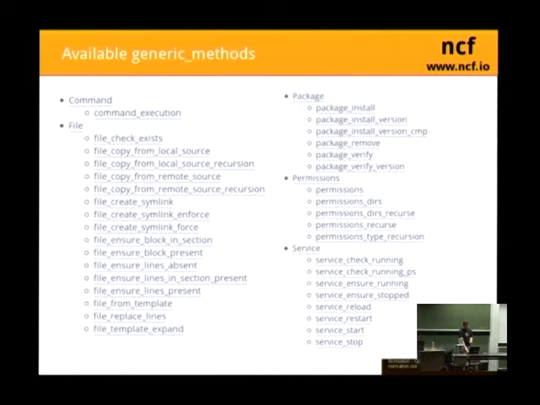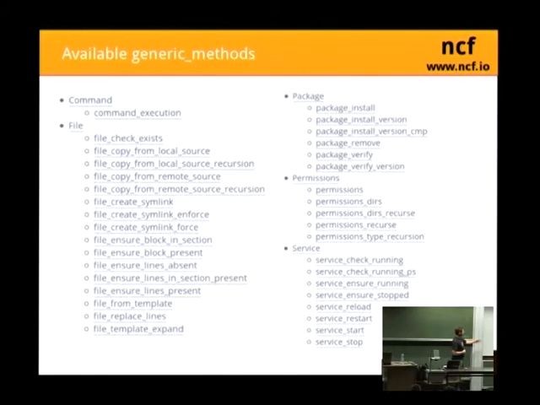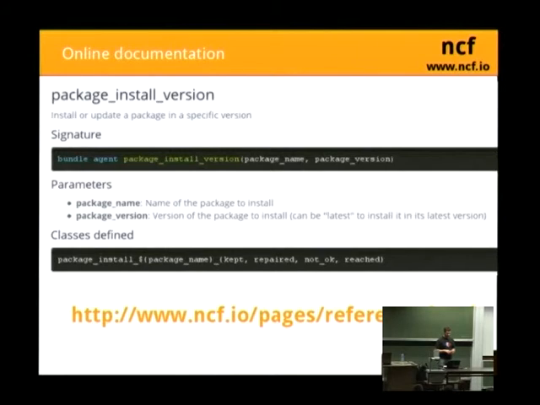This is a quick list of some of the generic methods that are available already. There are huge numbers of them because we've tried to keep it simple. If you look at the package ones, we've got package install, package install version, package install version compare. They all do the same thing. They actually all call the same code in the end, but you can call a simpler version to get simpler code to write. All this is documented online. Each bundle has this kind of doc.